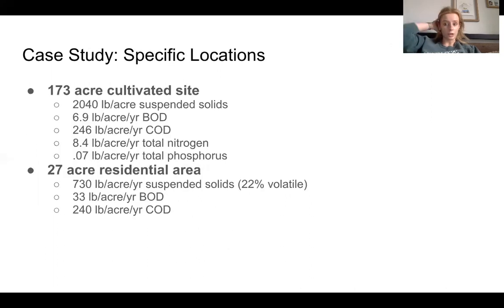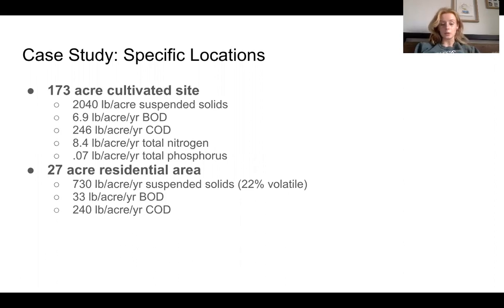So, specific locations, these are the two that we're going to be using throughout the rest of our tutorial videos and in some example problems. So there was a 173-acre cultivated site, which found 2,040 pounds per acre per year of suspended solids, 6.9 pounds per acre per year of BOD, 246 pounds per acre per year of COD, 8.4 pounds per acre per year of total nitrogen, and 0.07 for total phosphorus.